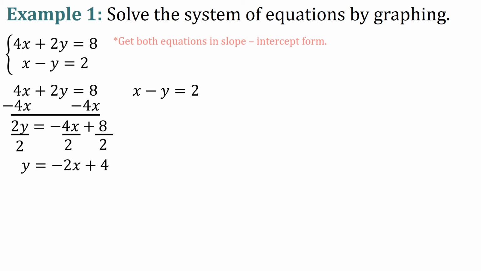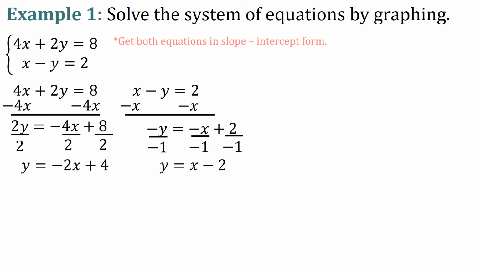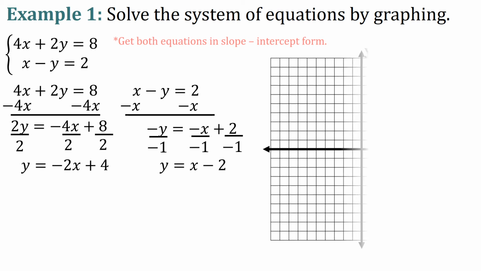Now, that equation is in slope-intercept form. But we're not finished yet because we have this second equation. We need to subtract x from both sides, and we get negative y equals negative x plus 2. But we don't want a negative y. We want a plain Jane regular y. So we're going to divide everything by negative 1. So y equals a positive x minus 2.